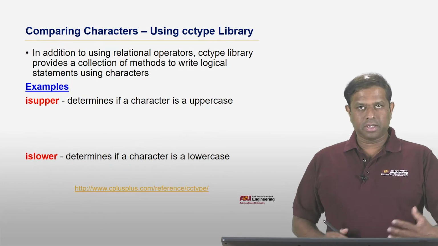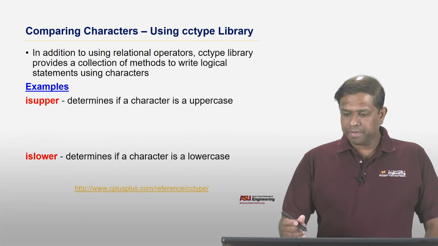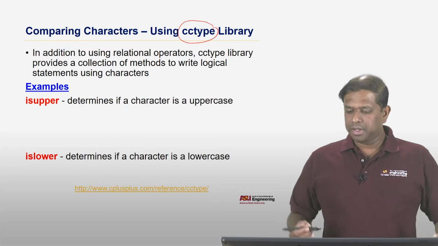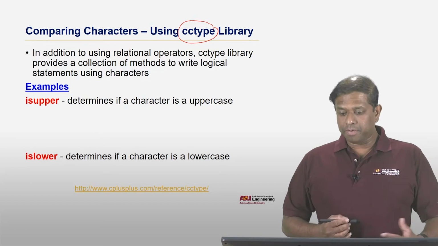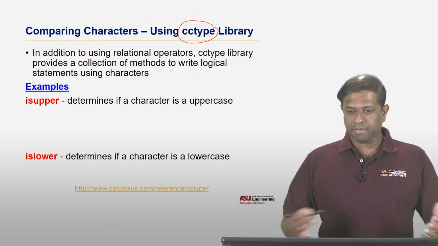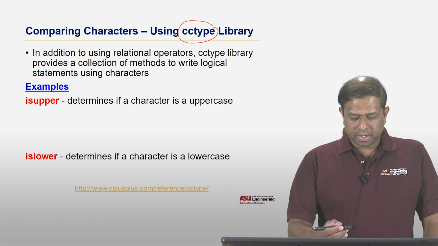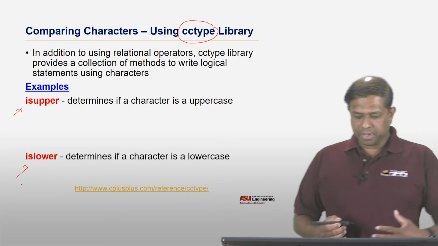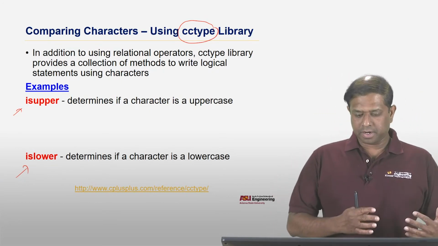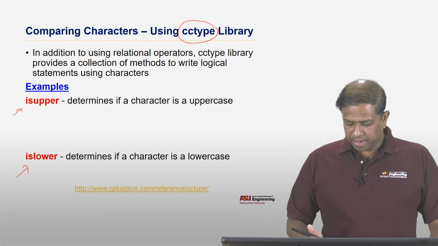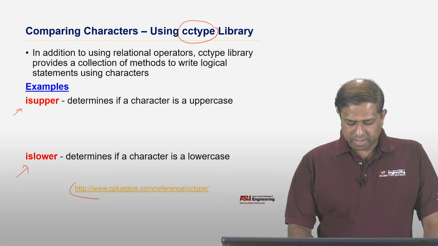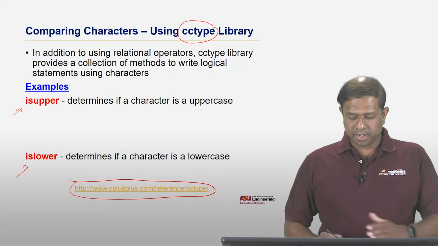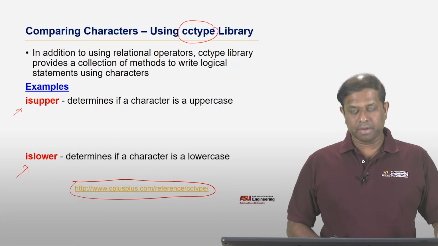In addition to these relational operators, we have this cctype library that defines character related methods that give us true or false values by calling these methods, right? So here are a couple of methods: the isupper and islower methods, for example. These methods are going to figure out whether a given character is uppercase or lowercase, right? Now I strongly recommend all of you to go to this particular link and check the methods available in this cctype library for character based operations.